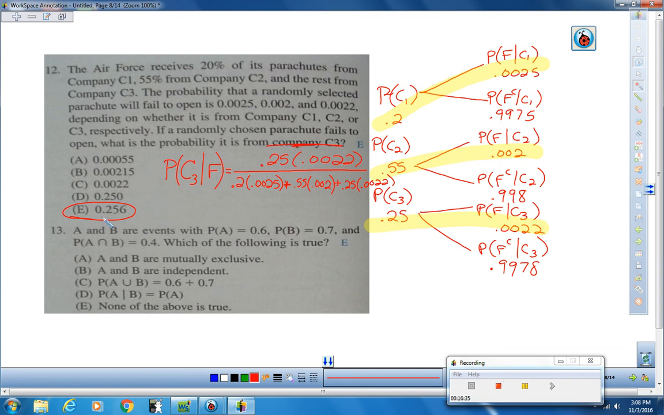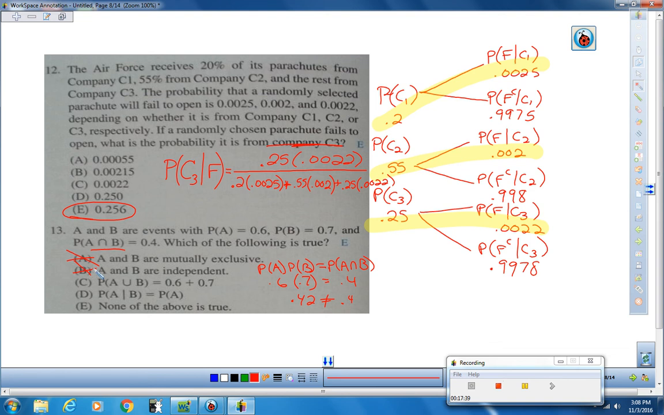Okay, events A and B, with the probability of A is 0.6, probability of B is 0.7, the probability of A intersection B is 0.4. Which of the following is true? Events A and B are mutually exclusive. They can't be mutually exclusive. They intersect. They're independent. If they're independent, then the probability of A times the probability of B should equal their intersection. Well, A is 0.6, B is 0.7, their intersection is 0.4, and when I multiply these together, I get 0.42. And that does not equal 0.4. So that means they are not independent.